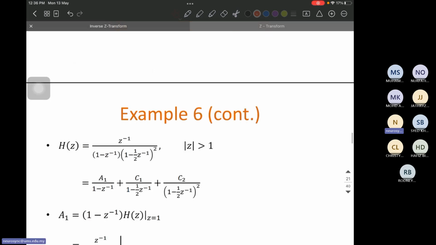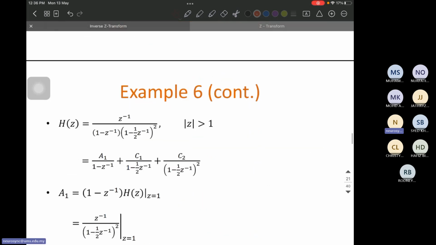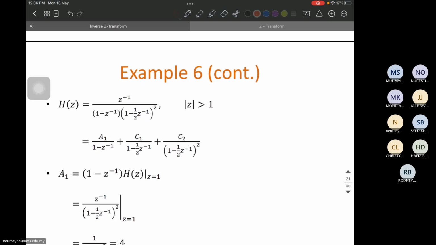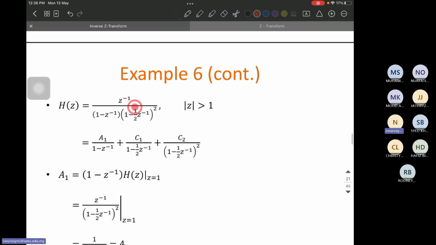Now the region of convergence is given as modulus of z greater than 1. Now this H of z we will expand like this. Now look into this: A1, C1, C2.